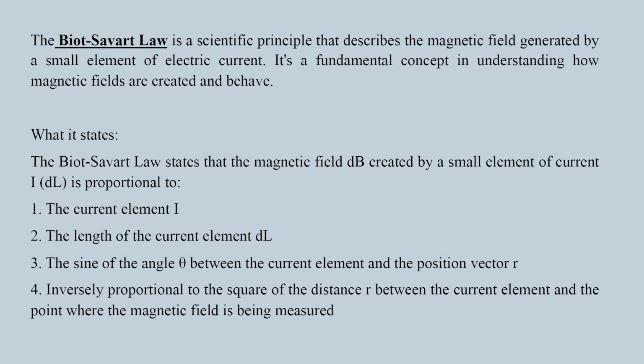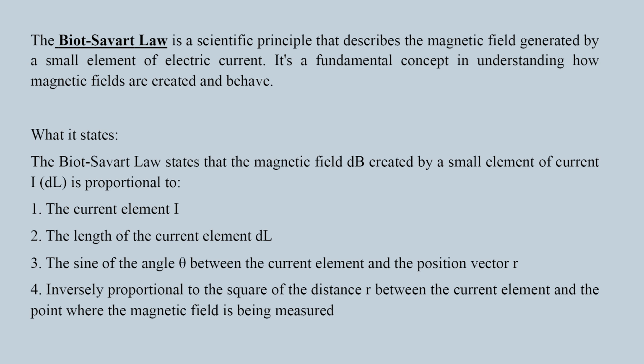Biot-Savart law. The Biot-Savart law is a scientific principle that describes the magnetic field generated by small elements of electric current. It is a fundamental concept for understanding how magnetic fields are created and behave.